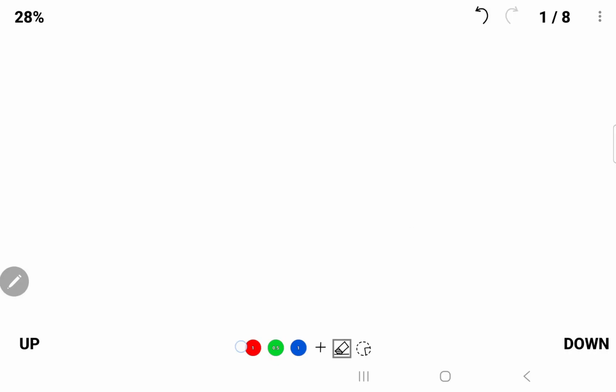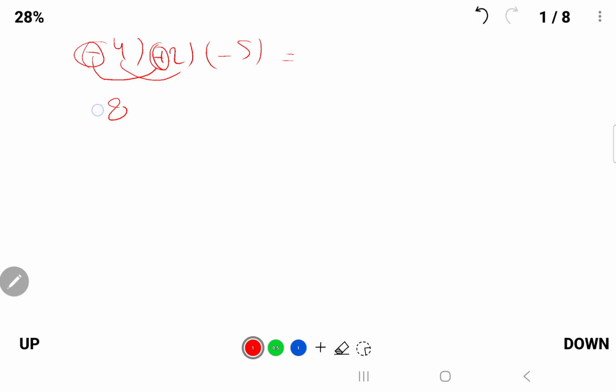Another example, let's say if you have three numbers to multiply, minus 4 times 2 times minus 5. Now first step, we multiply minus 4 by positive 2. So minus 4 times 2 is equal to 8, and we have a different sign, negative times positive, so the answer is negative. Now negative 8 times minus 5. First step, 8 times 5 is equal to 40, and we have negative times negative, which is positive, so the final answer is 40.